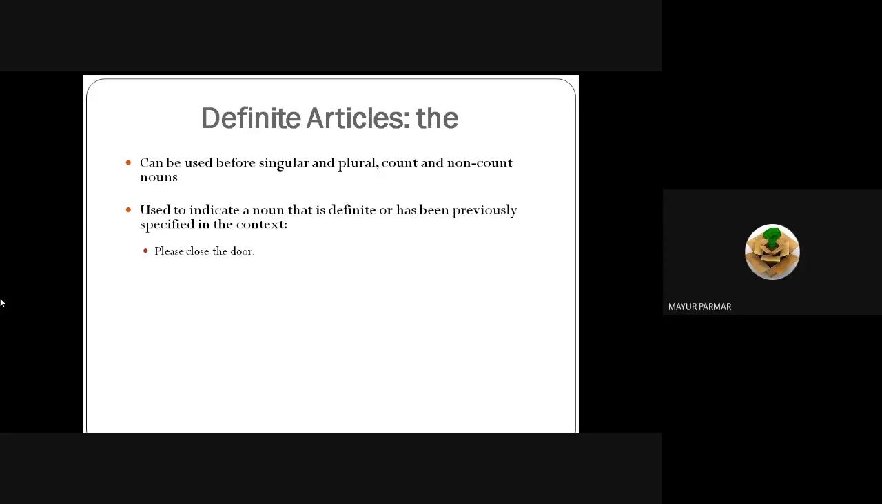Yes, ma'am. Okay. So, please close the door. Now I have asked to close the door, and I have specified that please close this particular door, and the person knows that. Okay. I like the clothes you gave me. It is in the context. The clothes which you gave me. So it is specifying the context. Clear?